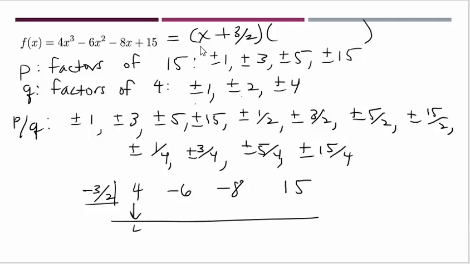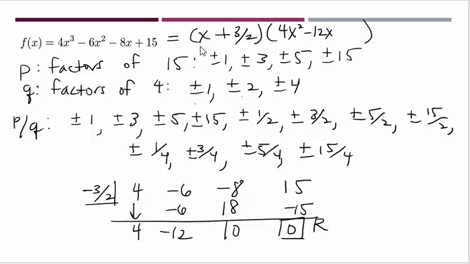Okay, drop down the 4 and multiply 4 by -3/2. And that is -6, and add, and we get -12. Okay, and multiply, let's see, that is +18, and add, so 10. And multiply -15, and add, and we get a remainder of 0. Okay, so here is our other factor, 4x squared minus 12x plus 10.